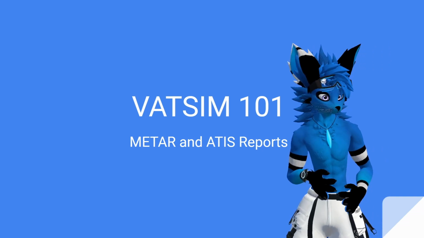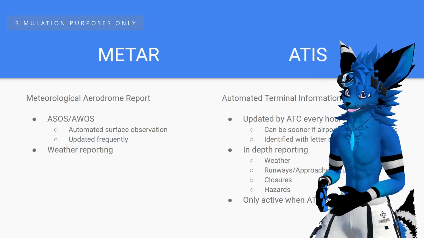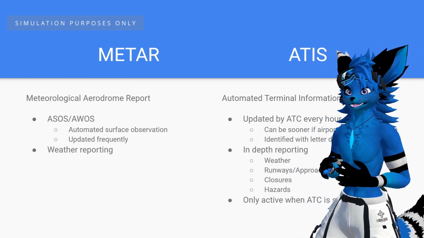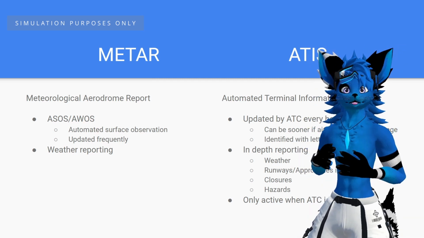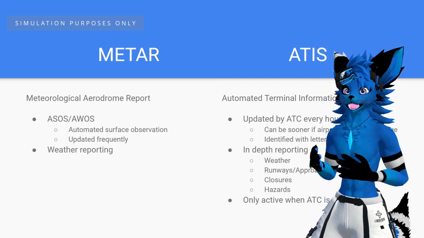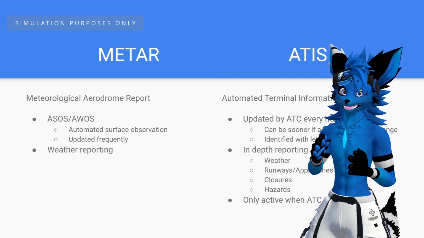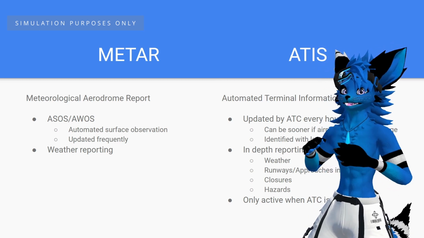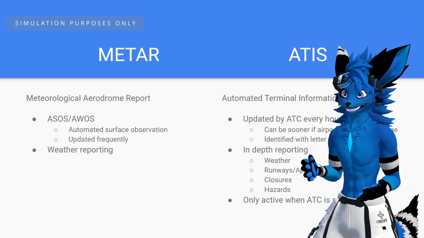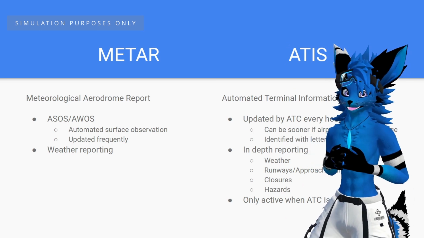Now, the differences between a METAR and the ATIS is the type of information that they're going to give you. The METAR, which is short for Meteorological Aerodrome Report, is a basic weather observation for the airport. One source is the Automated Surface Observation System, which is the ASOS. The other is the Automated Weather Observation System. They're both going to give you the same basic weather information. There's a slight difference with some of the information that it can give you, but the METARs are going to be formatted in the exact same way. They're going to give you the same basic information that you're going to need to know. The METARs are also updated a lot more frequently than the ATISes.